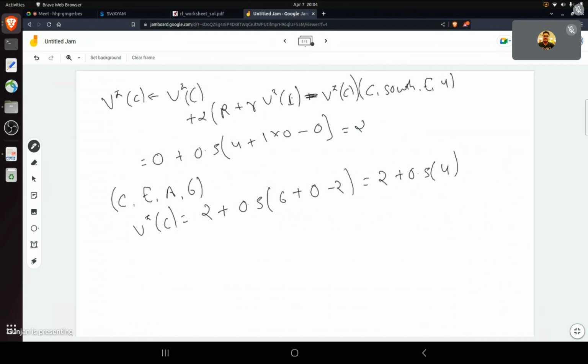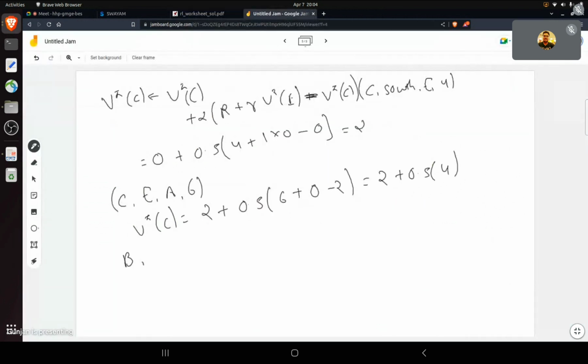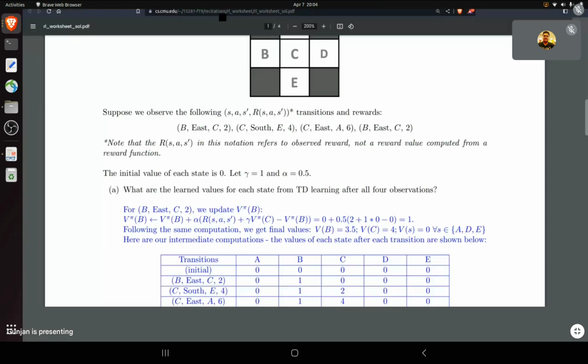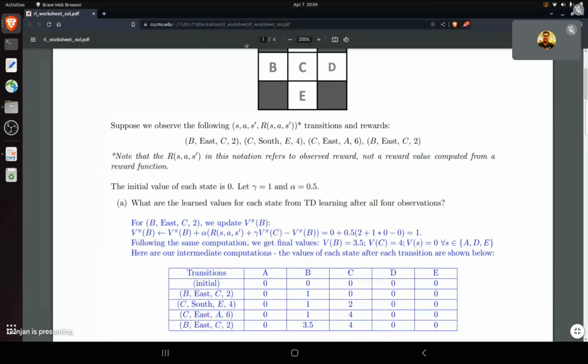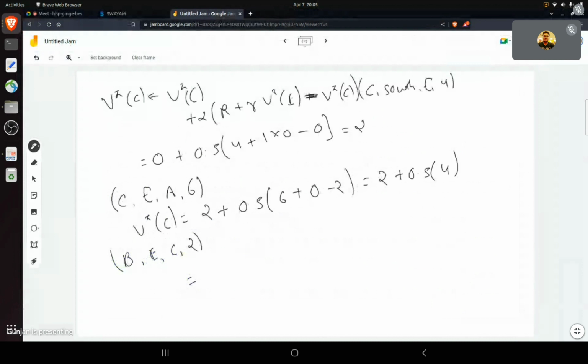In a similar way, there is only one more sample left, so I will just complete that. B, east, C, comma 2. So for V of B we have value as 1. So it will be 1 plus 0.5 times 2 plus gamma times V pi of C, minus V pi of B.